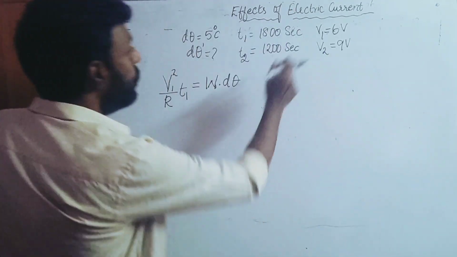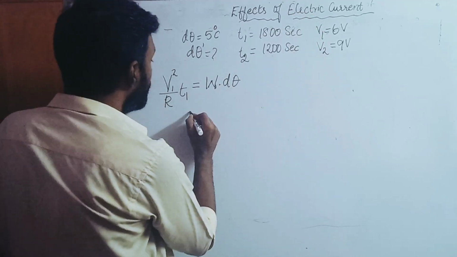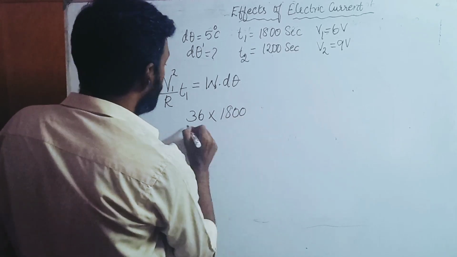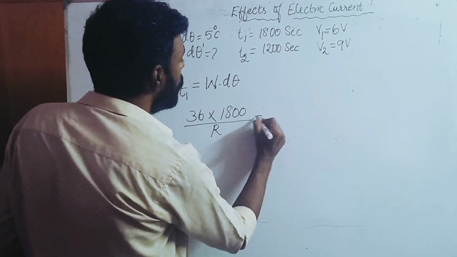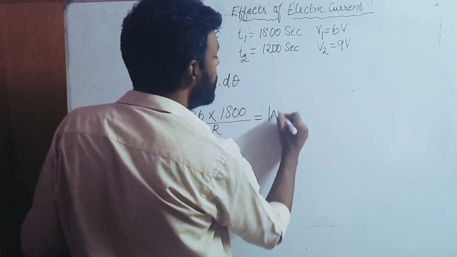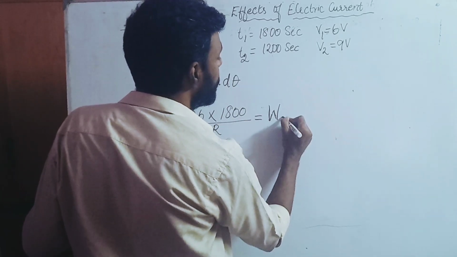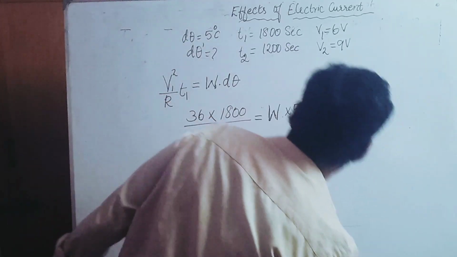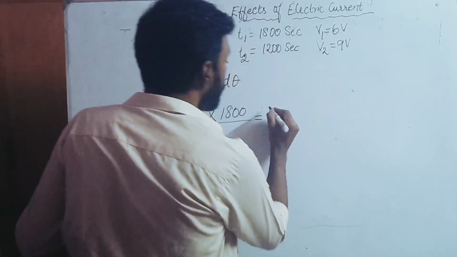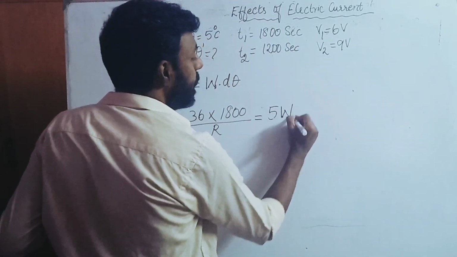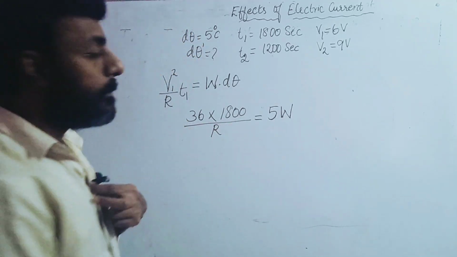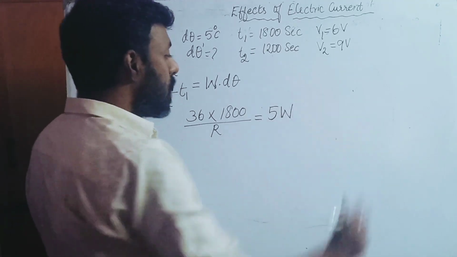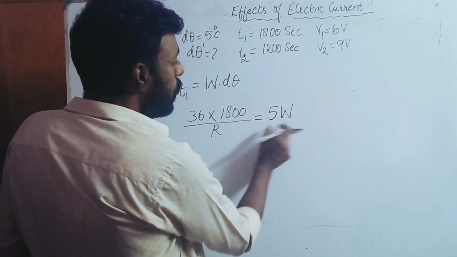So now V1 squared is 6 squared. 6 sixes are 36. 36 into T1, which is 1800, divided by R equals W into d theta. We don't know W, so just write it as it is. d theta is 5, so I can write it as 5W. W is the heat capacity of the calorimeter apparatus. Okay, W is not watts. So this is equal to 5W.